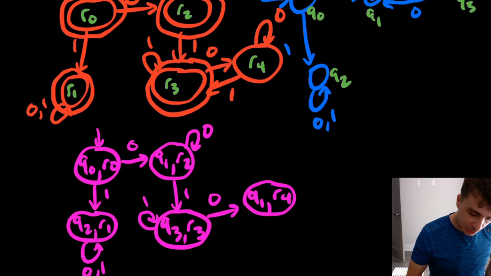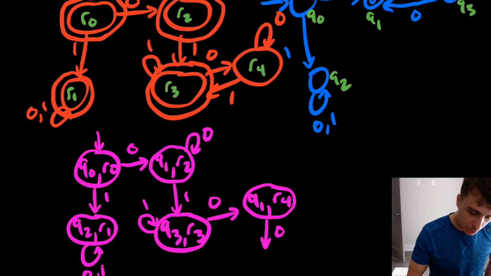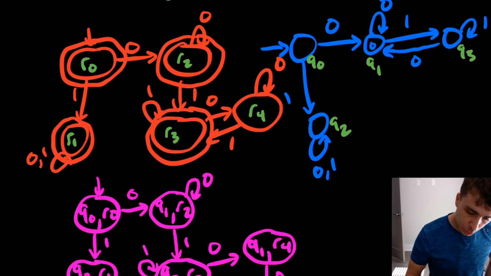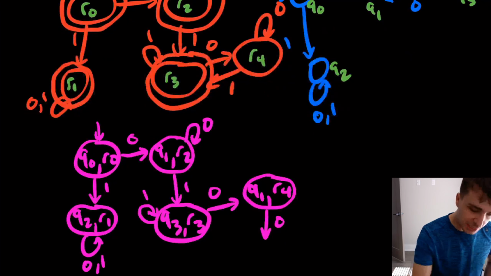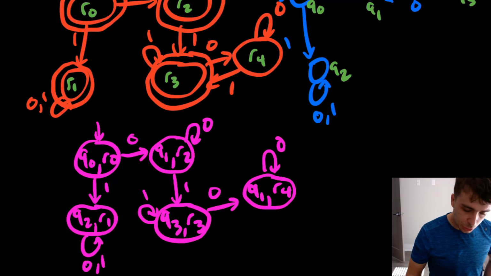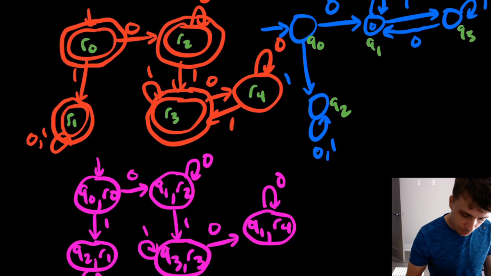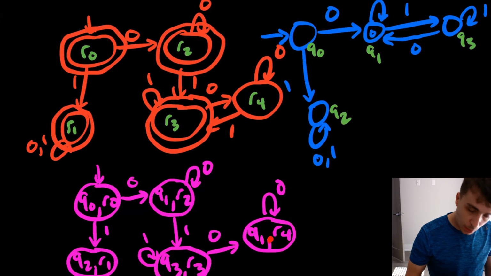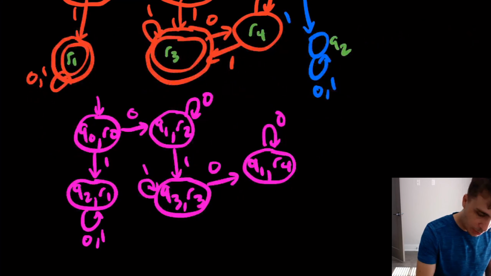And then let's see, Q1, R4, where do we go on 0? Q1 goes to itself, R4 goes to itself. That's always good to see. It's nice to do the product construction when you're building states up like this, so you don't have to do the entire product here. It's the same thing as the NFA to DFA conversion. But anyway, so Q1, R4 on 1. So Q1 goes to Q3, R4 goes to R3. So in fact, it goes back to Q3, R3, which is good.